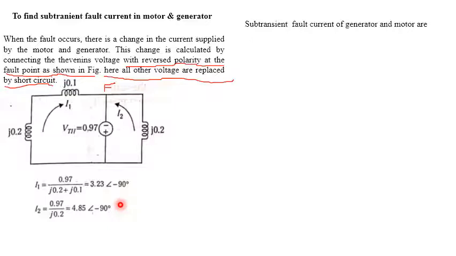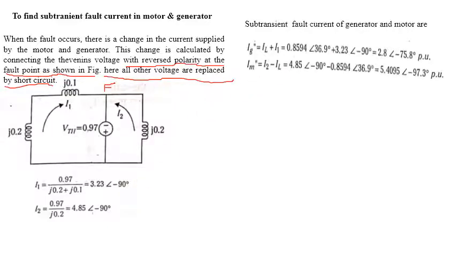So we have to calculate the subtransient fault current of the generator and the motor. We have to remember figure A. In figure A, we have the generator at this point, and the motor at this point, right? This is G. So, generator at this point and the motor at this point.